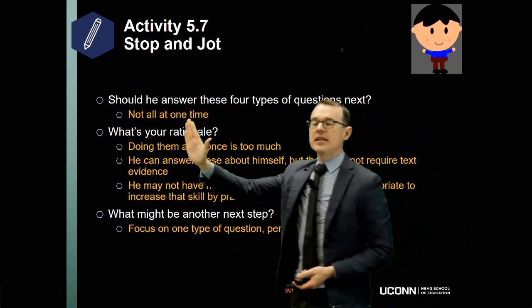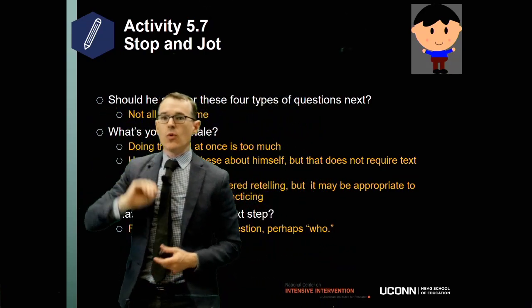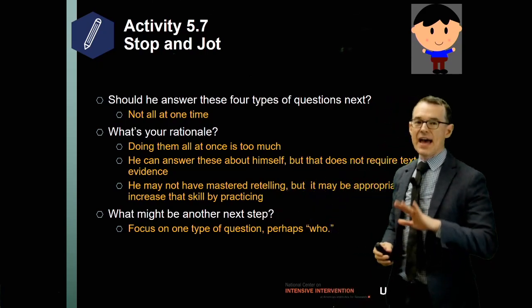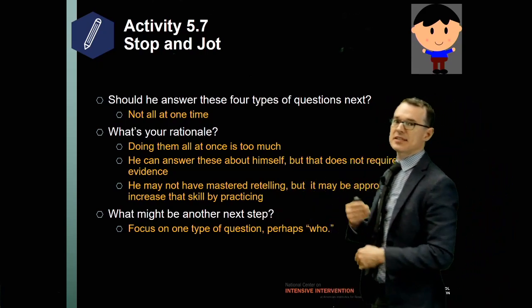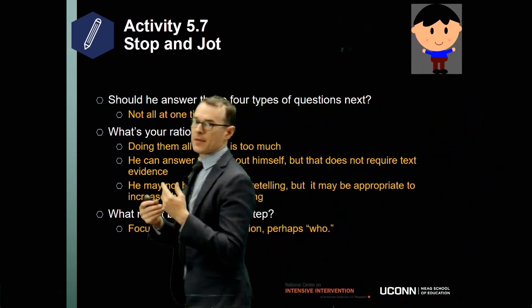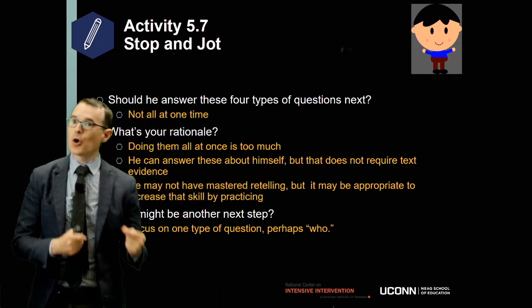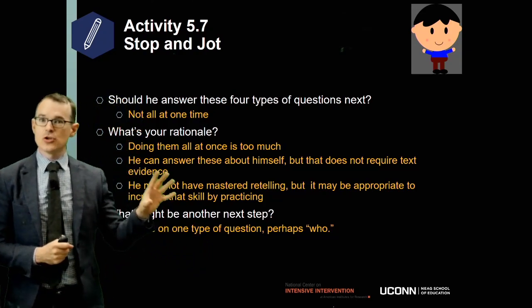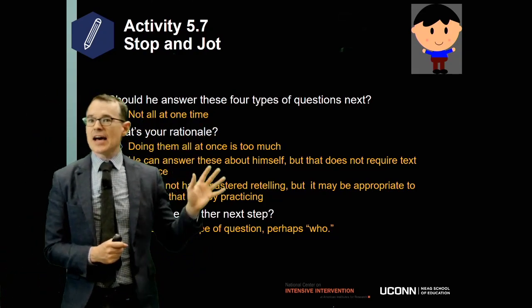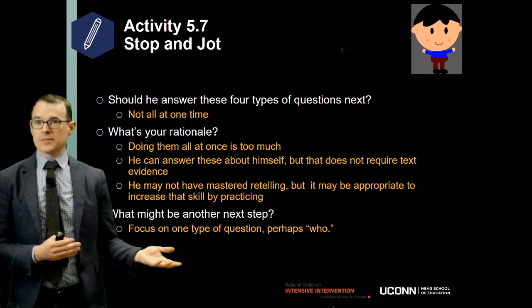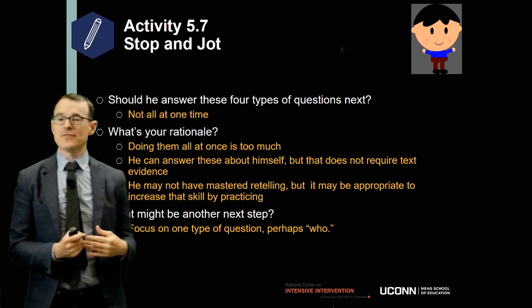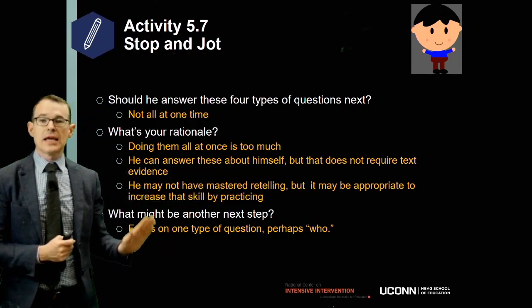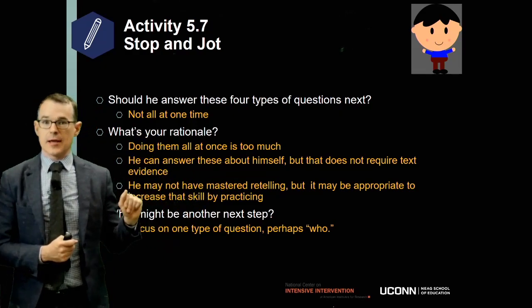So I don't think that he should do all 4 types of questions at once. It is the case that he can answer these questions about himself, but that doesn't require text evidence, and text evidence is going to be a new thing. We've already talked about the fact that from the 3rd grade standard, we know that we should focus on text evidence. So that's going to be important to him in doing this process. And that's not something he's had to do with answering questions about himself. He knows the evidence, he knows how he feels. So it's appropriate not to do all of them at once, but to do just one of them, let's say.